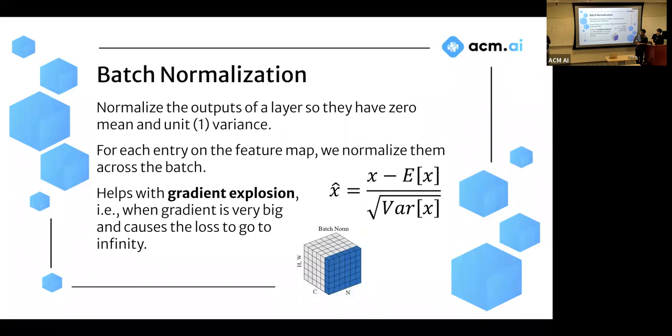Can you repeat the question? Okay, so basically with batch normalization, we're normalizing across a batch, right? But why don't we just normalize everything? Just take all the inputs and just normalize it. Why don't we do that?